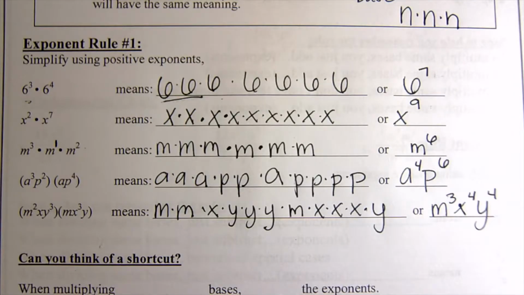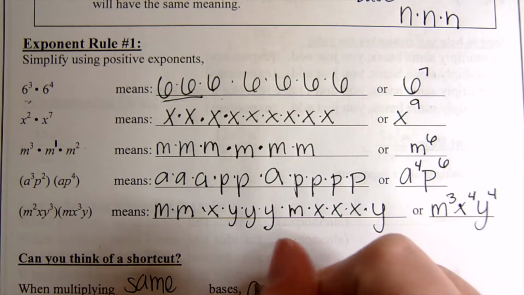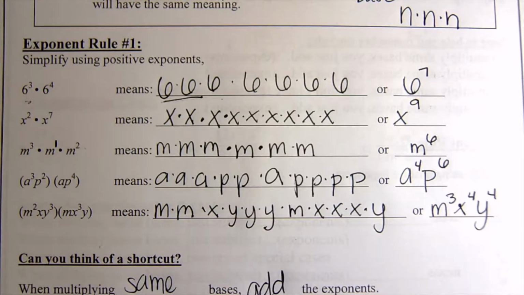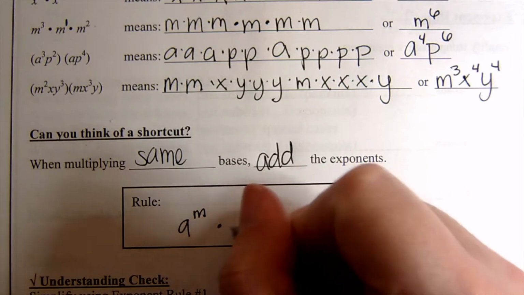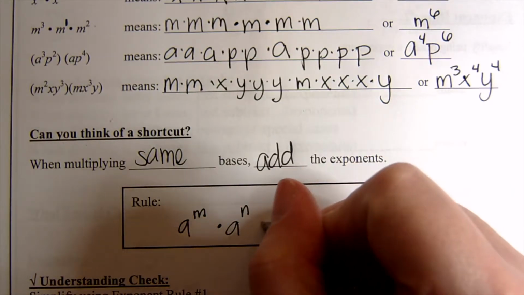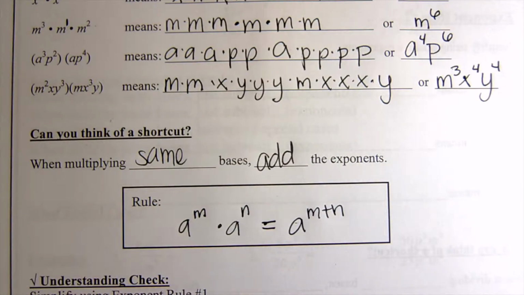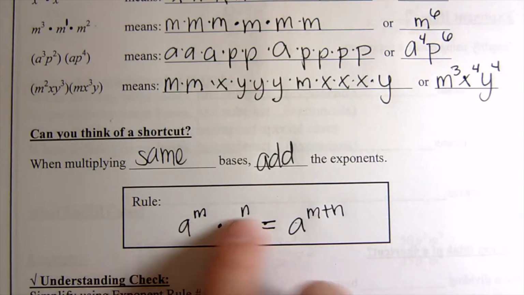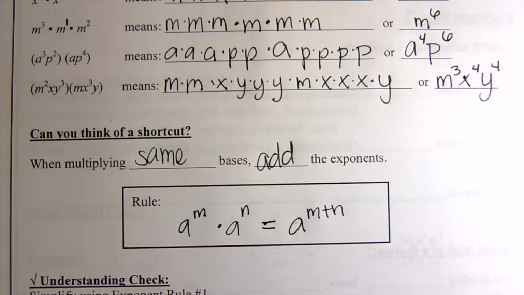So when multiplying same bases, we add the exponents. And the rule here, which we just said, a to the m power times a to the n power equals a to the m plus n power. That's just a way of saying this rule. You add the exponents together to get the answer. Alright, do the understanding check.